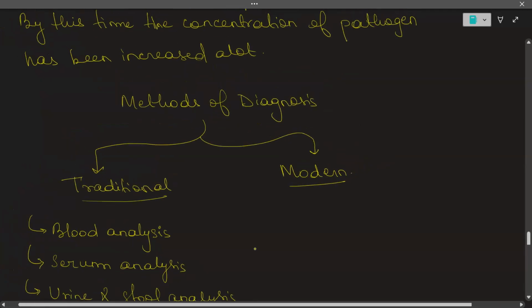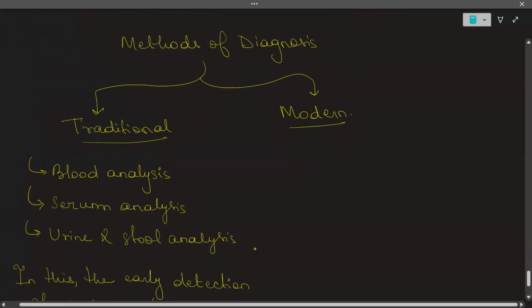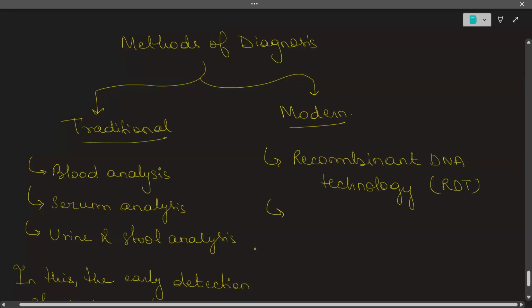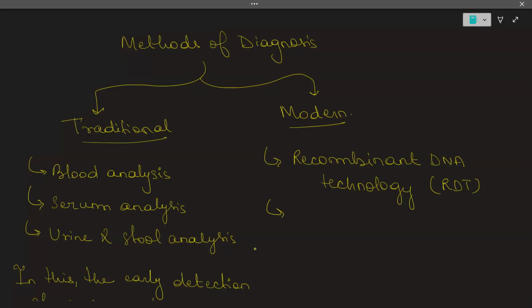But when we talk about the molecular or the modern method, the first kind is recombinant DNA technology. We can use recombinant DNA technology for diagnosis also. Okay, so the first one is this, meaning RDT. Apart from that, there is also PCR. What is the full form of PCR, students?